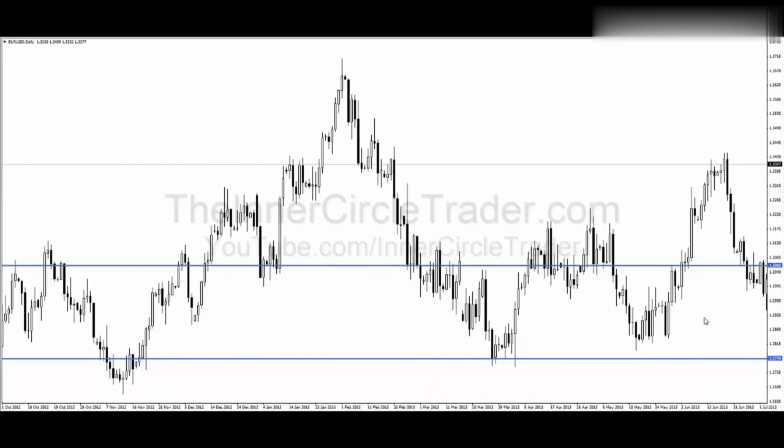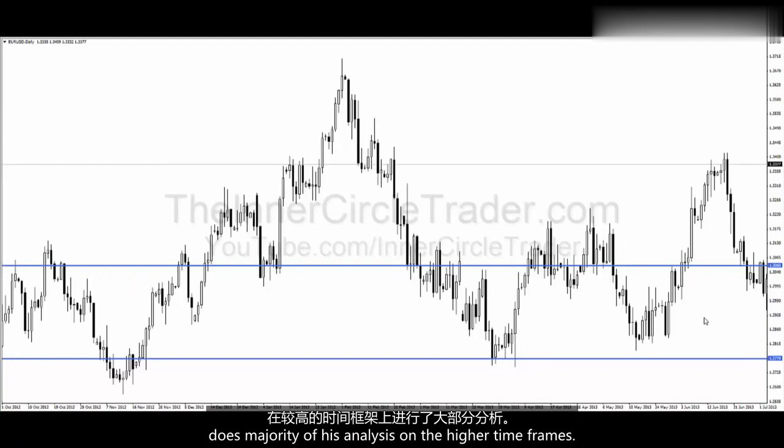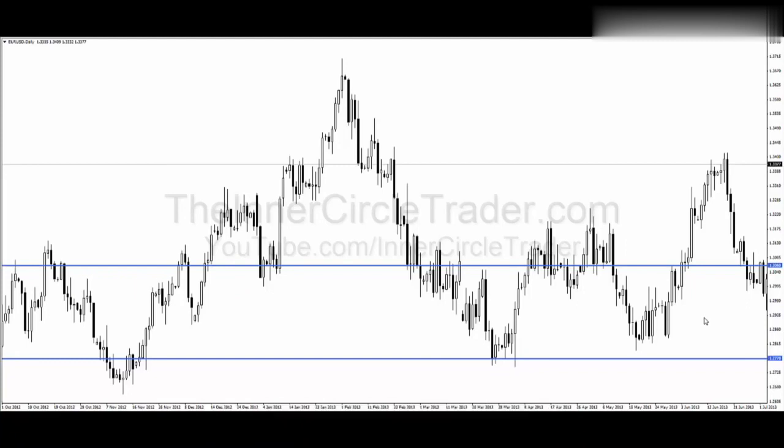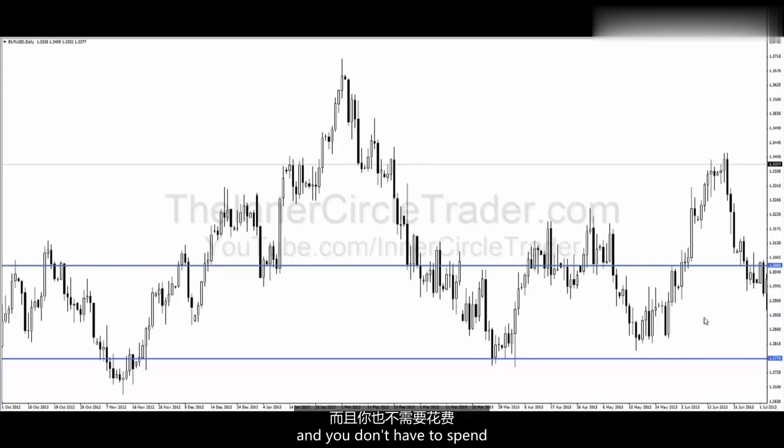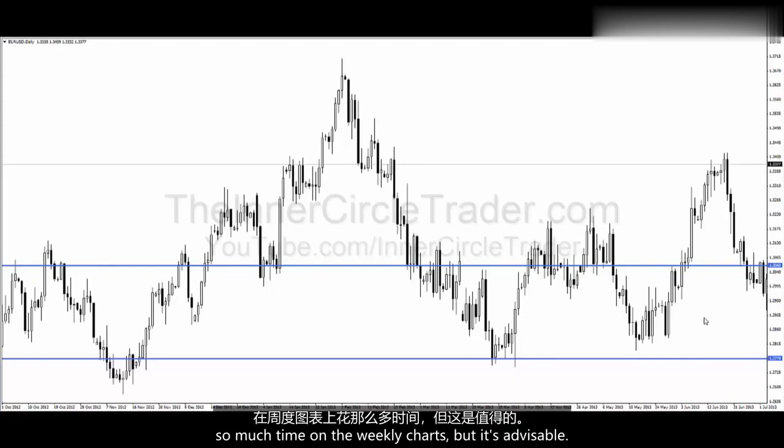Again, a consistently highly successful trader does the majority of his analysis on the higher time frames. Okay, you don't have to spend so much time on the monthly charts, and you don't have to spend so much time on the weekly charts, but it's advisable.